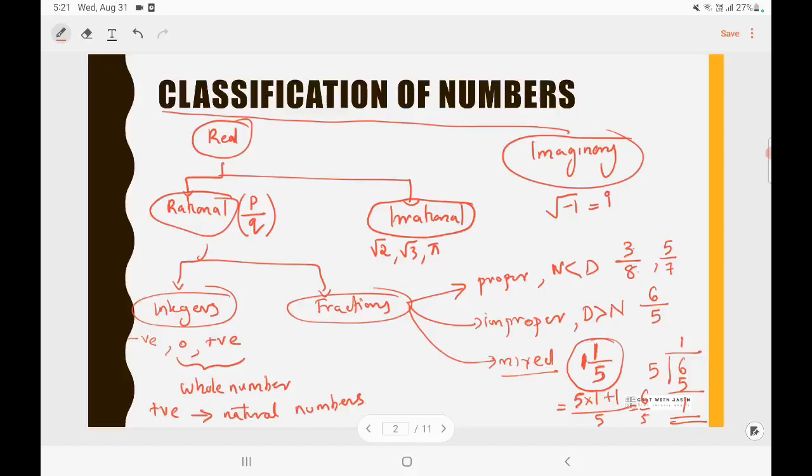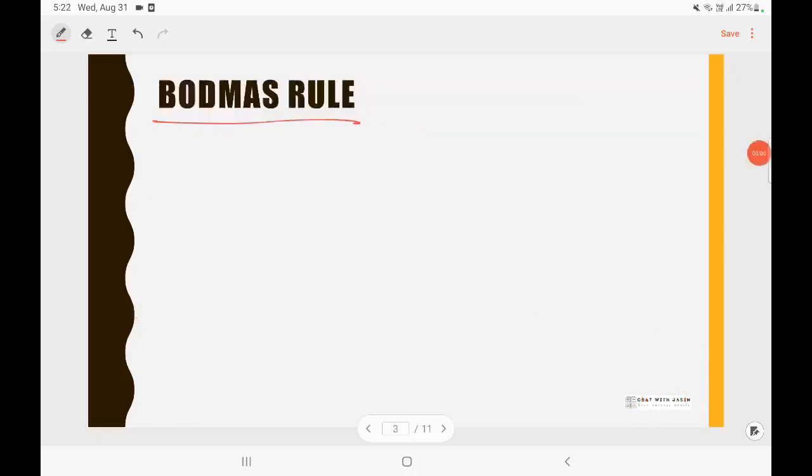So this is the classification of numbers. Let's look into the concept of BODMAS rule now.